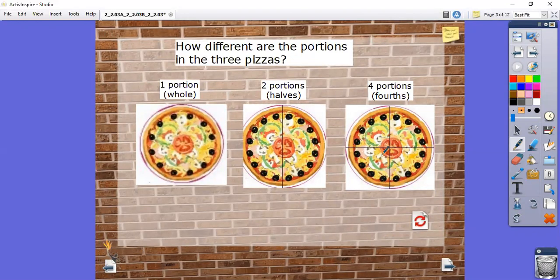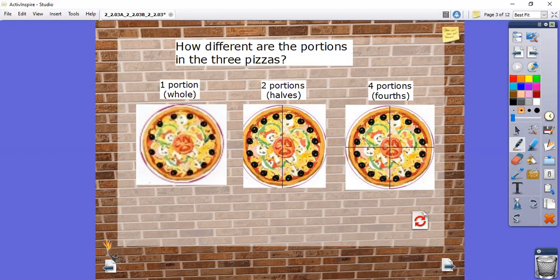Okay, so let's take a look at the portions in these pizzas. Over here, this pizza is a whole. The fraction name is whole, and it has 1 portion or 1 piece. If you got to eat an entire pizza, look at all of this pizza you would eat. If I know my kids pretty well, most of y'all will be taking off those olives and the big old tomato piece in the middle. But you would eat the whole pizza. That's a lot of pizza.